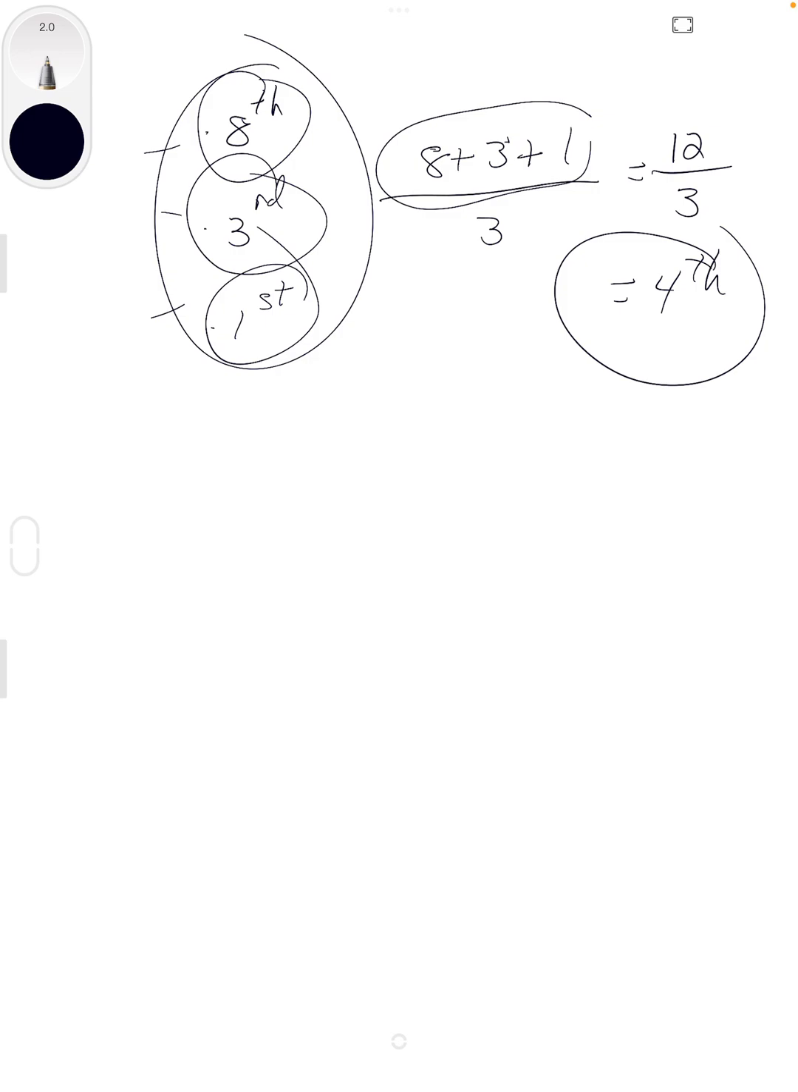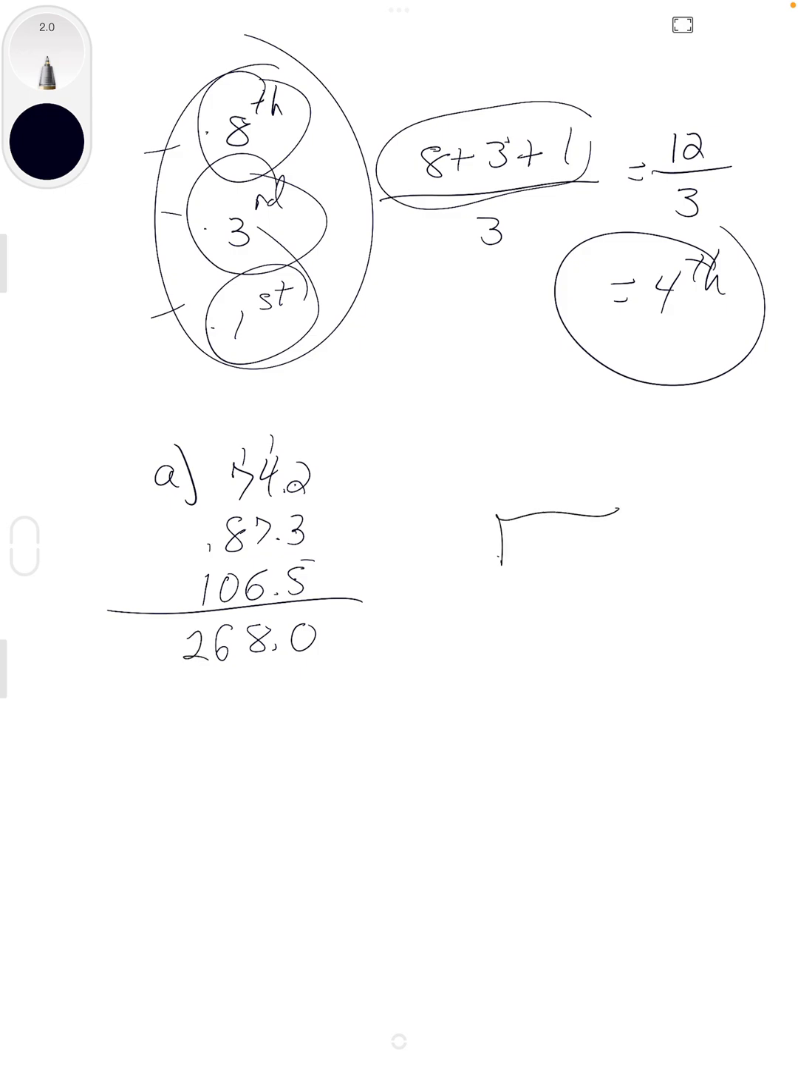Now, if you have decimals, that's why you use calculators. So let's say, for example, practice problem A. This is practice problem A on the lesson, 74.2. And you have 87.3, and you have 106.5. And you say find the average. Well, add them together. 2 plus 3 plus 5 is 10. Carry the 1. 5 plus 7 is 12. Plus 6 is 18. Carry the 1. 8 plus 8 is 16. Here's the 1. 268. Now take 268 divided by 3.